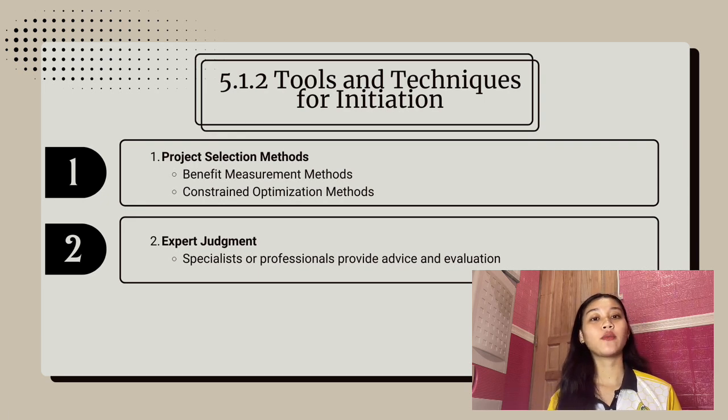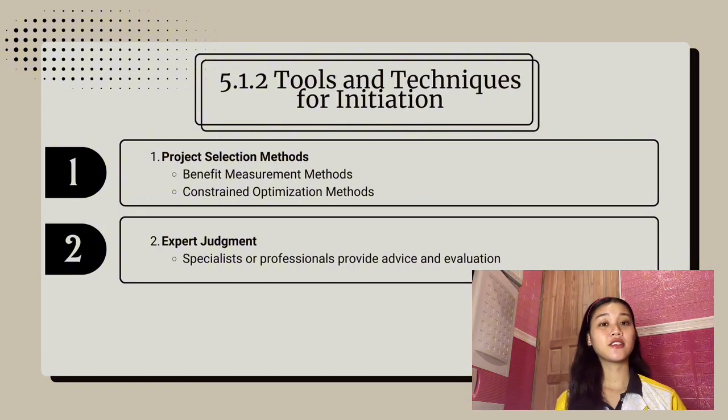It is like scoring models or economic analysis, which rank projects based on expected benefits. Second is the constraint optimization methods, which use mathematical models such as linear or multi-objective programming to find the best combination of project variables. Expert judgment supports this process by providing specialized knowledge to assess inputs and guide decisions. Experts can come from within the organization, consultants, stakeholders, or industry groups.